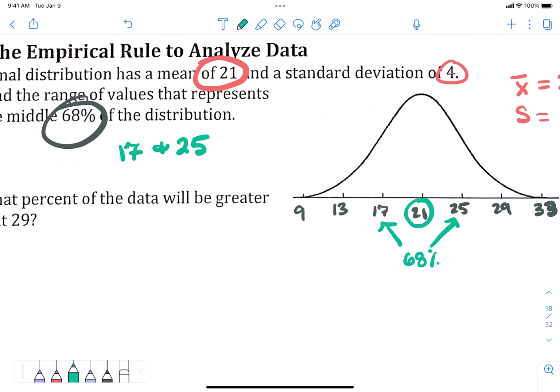Hold on. So 17 and 25 is the middle 68%. So 68% or the majority of people would score between a 17 and 25.